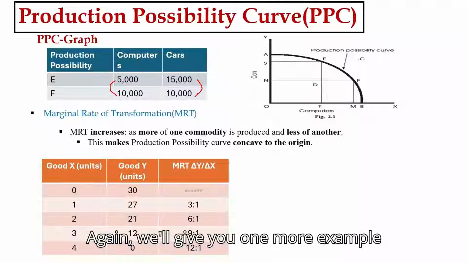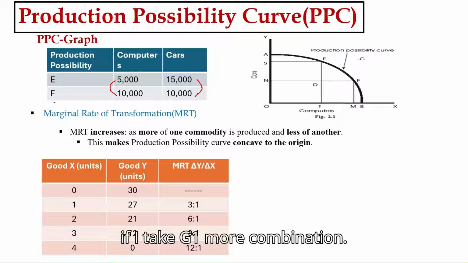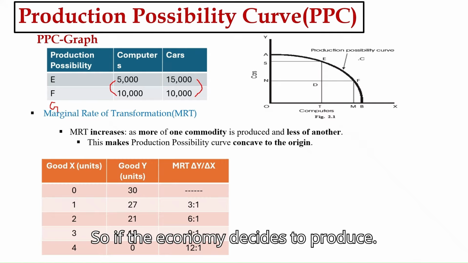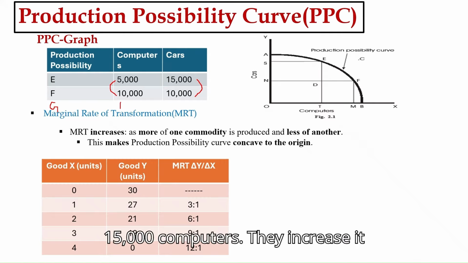Again, we'll give you one more example. If I take G, one more combination. So if the economy decides to produce 15,000 computers, they increase it by 5,000 again. So what do they have to do? They have to produce fewer cars. That means 5,000 cars only, because the total production that they can do with the available resources is 20,000 only, for staying on the production possibility curve.